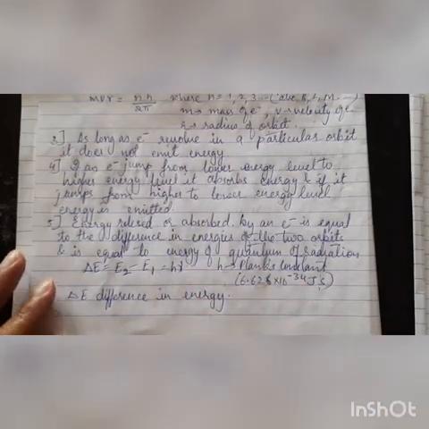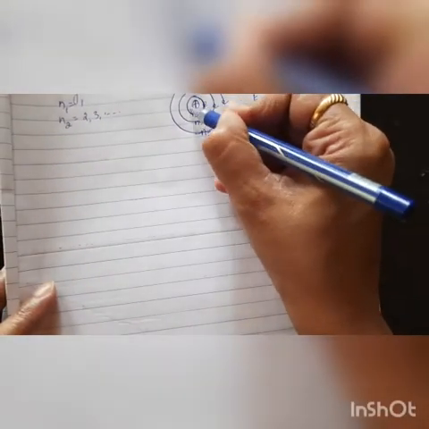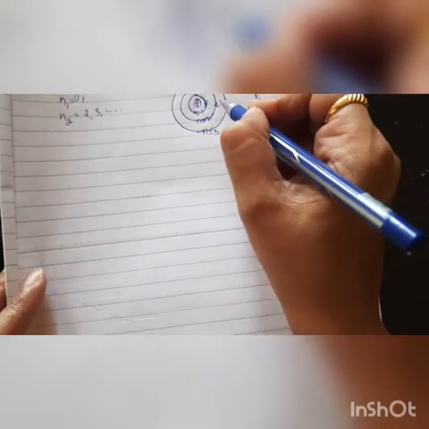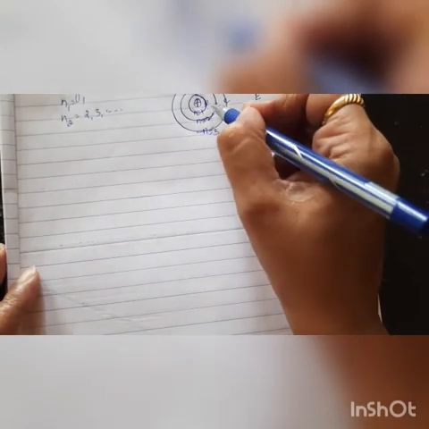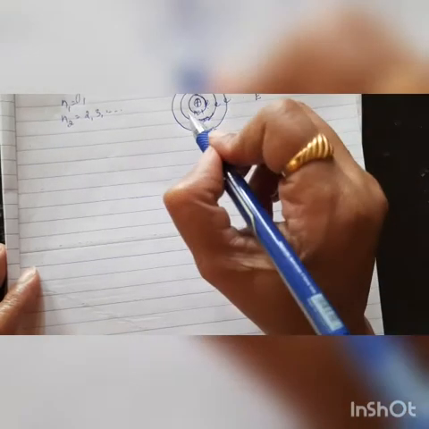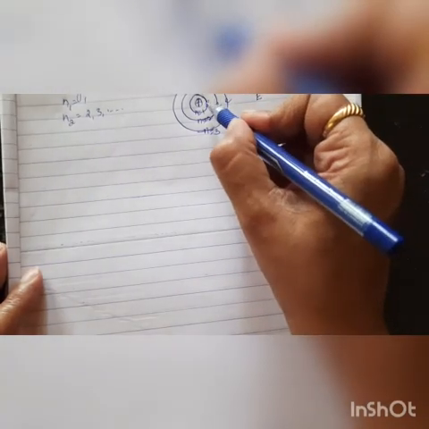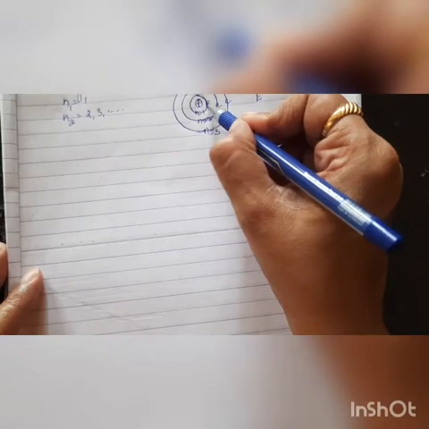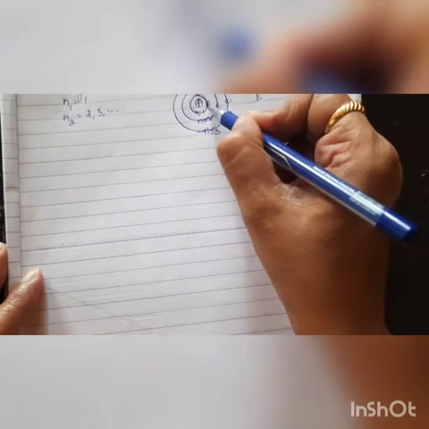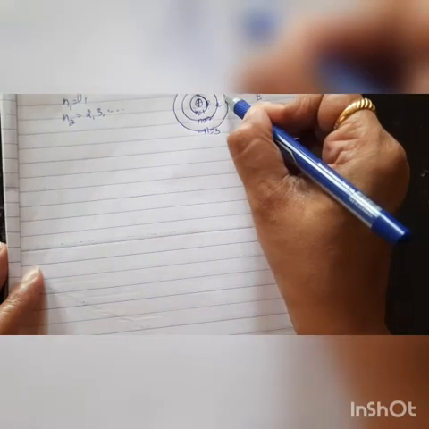So what do these two mean? Suppose this electron is moving in a particular orbit. When it is moving in a particular orbit, there is no radiation of any energy. Energy is radiated or absorbed only when the electron absorbs energy or emits energy. If it does not absorb or radiate energy, it will keep moving in the particular orbit itself. Suppose the electron absorbs energy, what will it do? It will jump to the higher energy state.